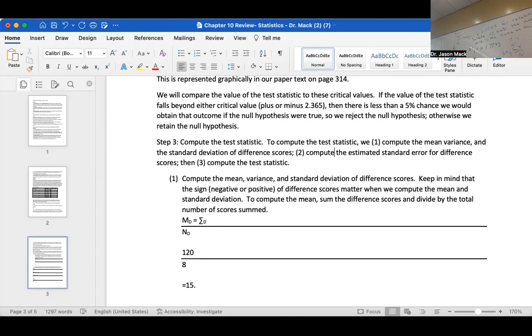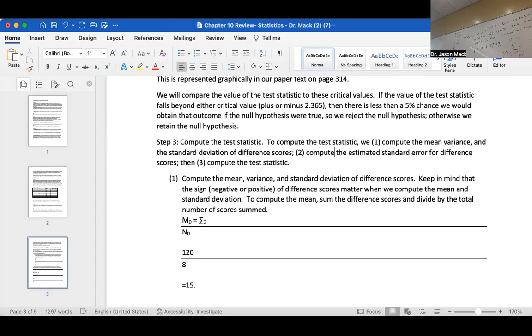To compute the variance, we'll use a computational formula. That's on page 119, and you can see the table in our textbook on page 315. The sum of squares is equal to the sum of the difference squared minus the sum of the difference, squared, divided by n. So the sum of squares is 3,400 minus 120 squared divided by 8, which is 1,600. Then for the variance, 1,600 divided by 8 minus 1 is 22.857. Then we take the square root to get the standard deviation, which is 15.12.